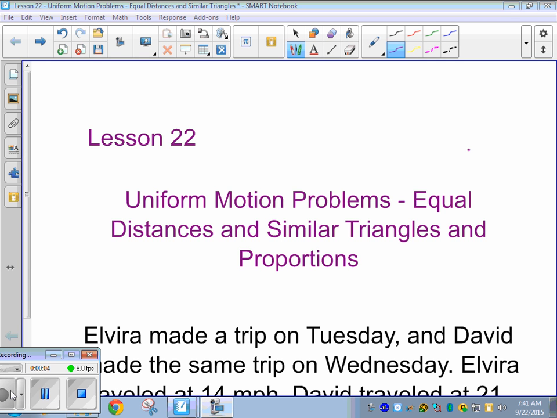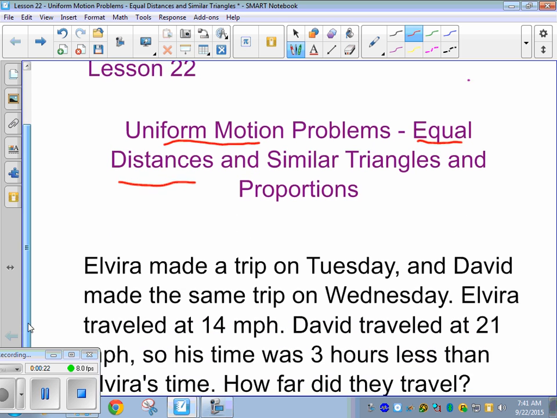We're doing uniform motion problems today, and we're starting with the easy ones where they're equal distances. So you might want to write that down. That's nice when they're equal distances, okay? And then we're going to go over similar triangles, which we already kind of did, but we'll talk about that again.